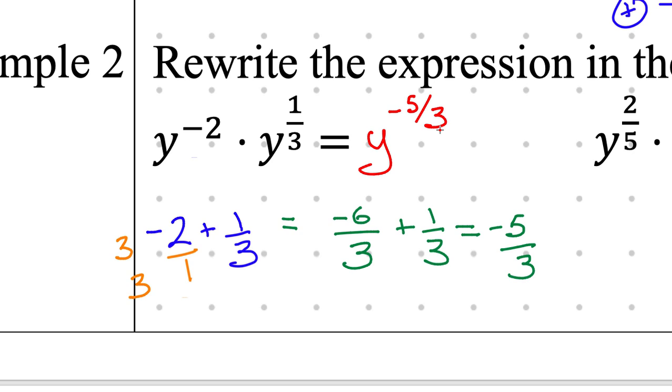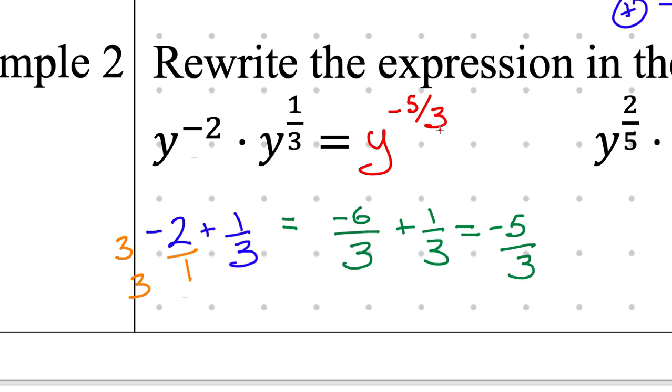To review what we just did, because we have the same base and we're multiplying, you can look up here for the rule as well. If you look up here on your notes, I'm adding negative 2 and 1/3. As a review of how to do that, we need to have like denominators. So I multiply the top and bottom by 3. Now they have the same denominator of 3. And I added negative 6 and 1, which is negative 5. Keep the bottom the same. So the power is negative 5/3.